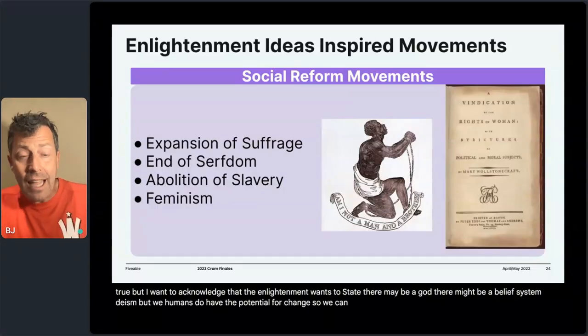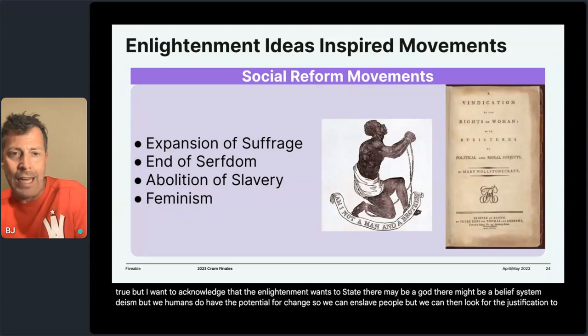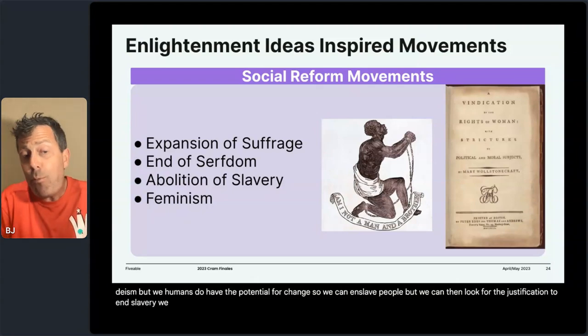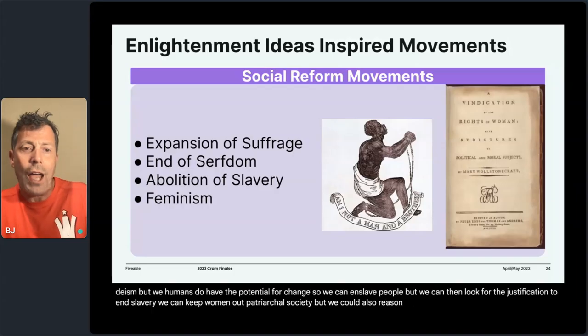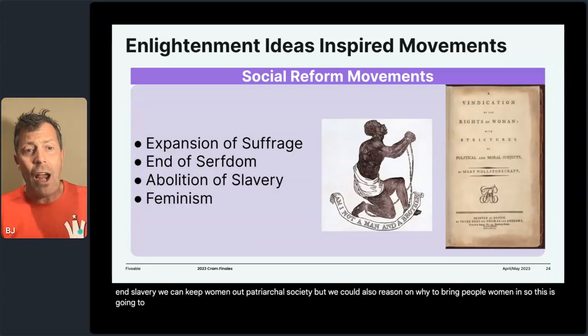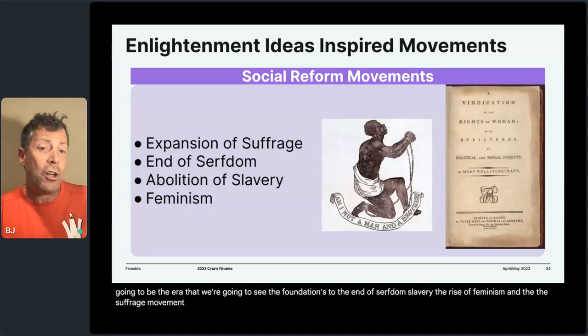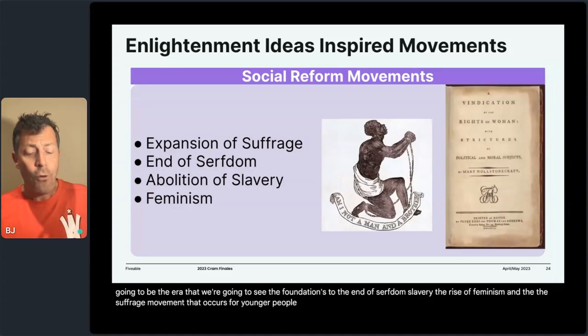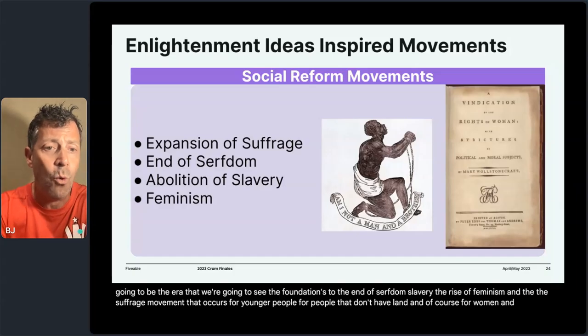So we can enslave people, but we can then look for the justification to end slavery. We can keep women out in a patriarchal society, but we could also reason on why to bring women in. So this is going to be the era in which we see the foundations for the end of serfdom, slavery, the rise of feminism, and the suffrage movement for younger people, for people that don't have land, and of course, for women and minorities.